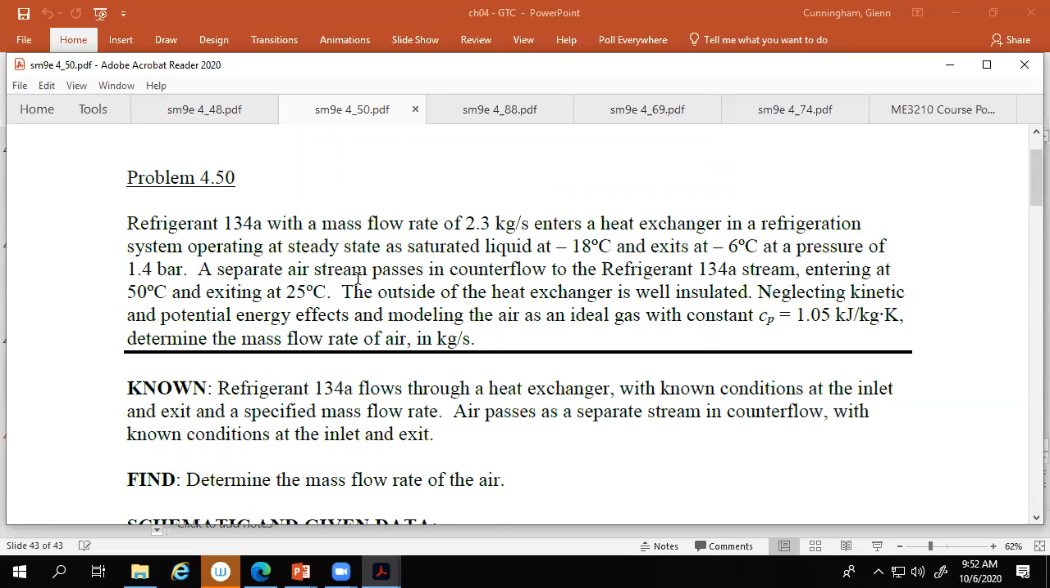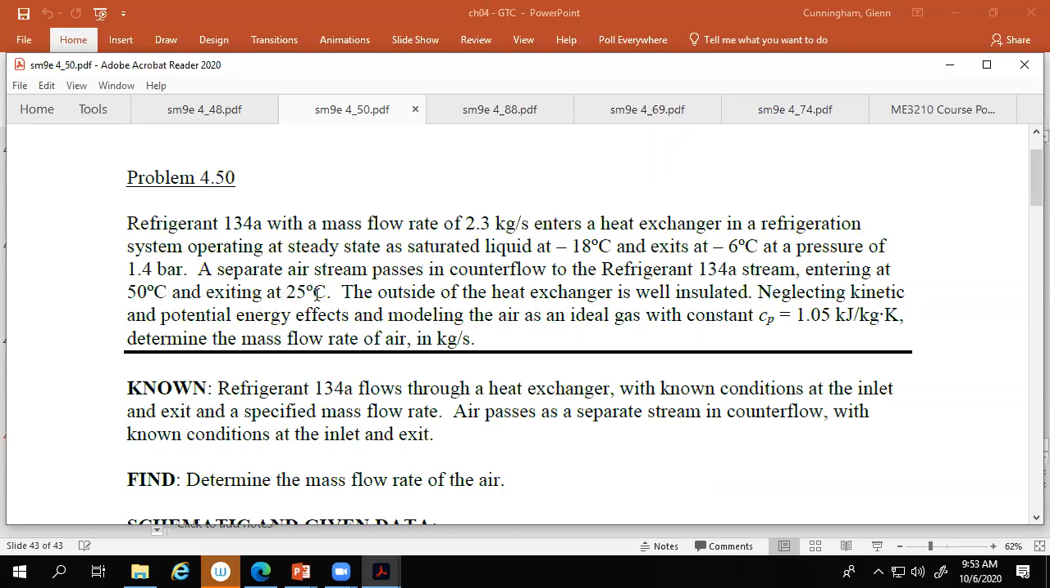A separate heat stream passes in counterflow to the refrigerant, 134A, entering at 50 degrees C. What is that? That's pretty warm. What, 50? That's pretty warm. 50, what is it, times 1.8? What is that, about 80? That's about 100 and 110 in real units, Fahrenheit. I'm sorry, I'm sure I keep insulting somebody, but whatever.